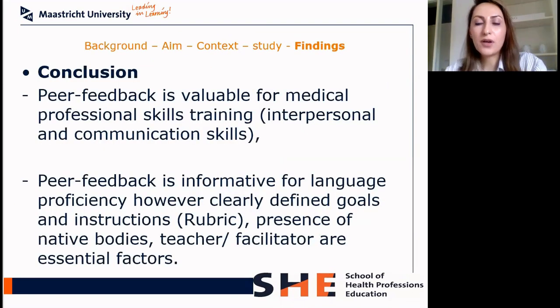For conclusion, our study provides valuable information about the peer feedback, and the students believe that it's valuable for medical professional skills training, especially for interpersonal and communication skills. Peer feedback is also informative for language proficiency. However, clearly defined goals and instruction like rubric, presence of native buddies, teacher or facilitator are essential factors in this regard.